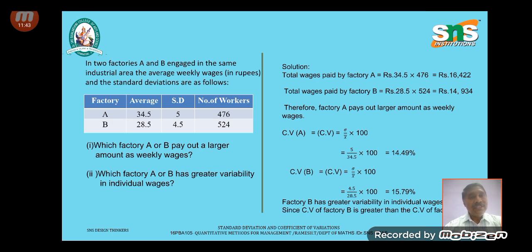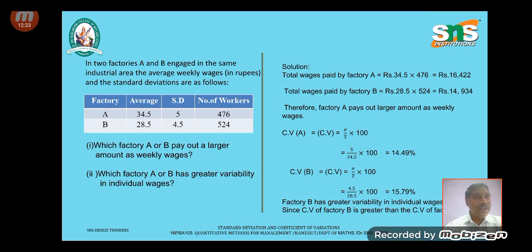Next, we calculate which factory, A or B, has greater variability in individual wages. So we apply the coefficient of variation in this case. The coefficient of variation of A is the standard deviation divided by the average, times 100. That is, the standard deviation of factory A is 5 and its average value is 34.5, times 100, we get 14.49. Similarly, we calculate the coefficient of variation of B: the standard deviation is 4.5 and the average is 28.5, times 100. After reducing that, we get 15.79.